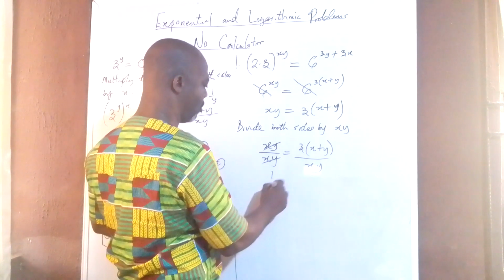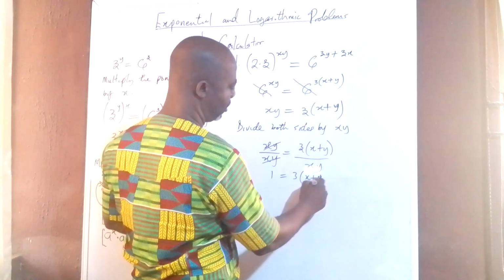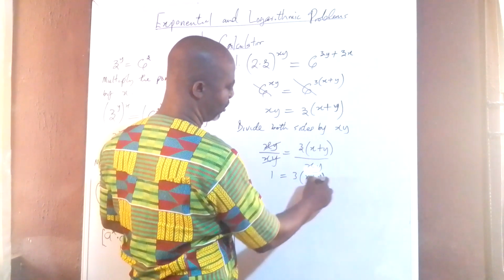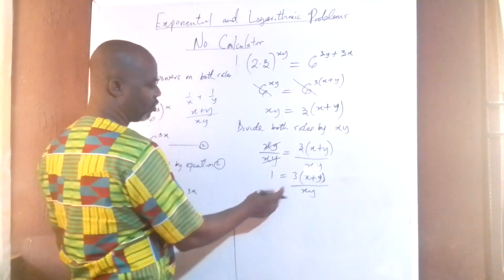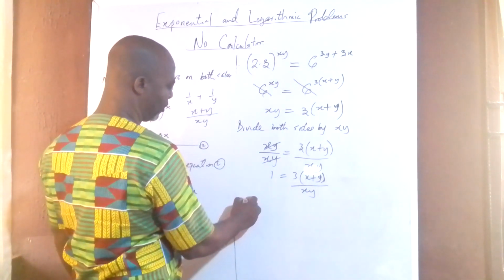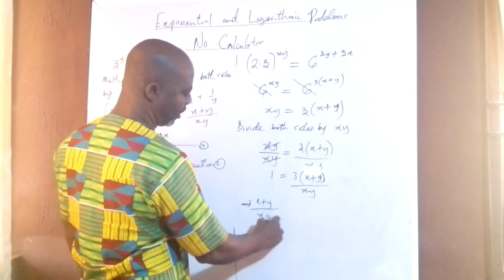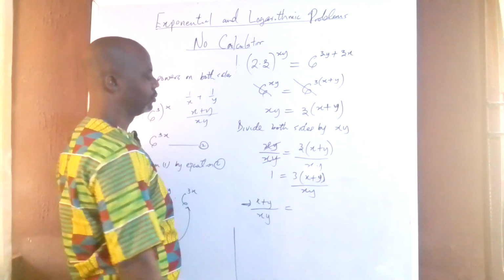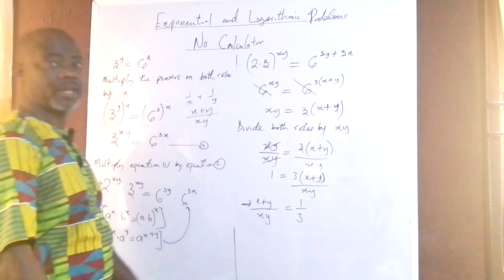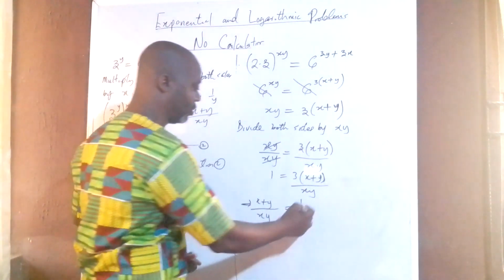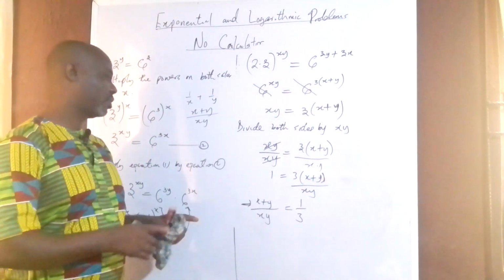So this and this will go. We have 1 equal to 3 into x plus y over xy. So we're actually looking for the value of x plus y over xy, which will be equal to 1 over 3. Just divide both sides by 3 this time. So for the two methods, we got the same result.